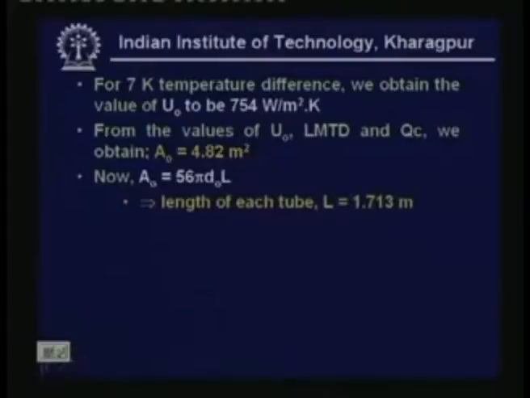So total area is 56 into pi d O into L, where d O is the outer diameter of the tube. There are 56 tubes, so we use 56. L is the length, which is unknown to us, but d naught is the outer diameter, which is known to us, 16 mm. If you substitute those values, you find that the required length is 1.713 meter. So this is how you have to do the design of a shell and tube condenser.